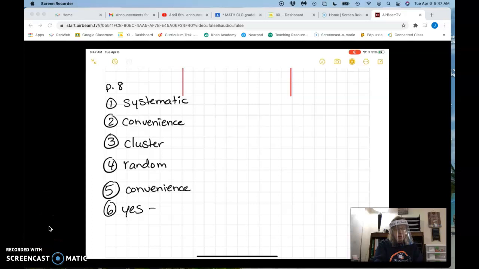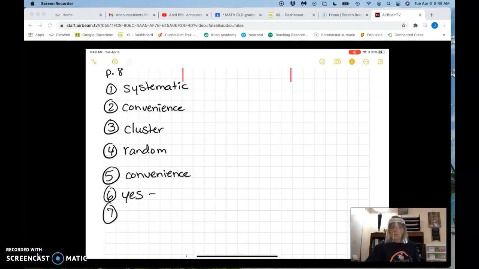Number 7, explain how the survey can be altered so that it represents systematic sampling. Okay, so a better way to make this a systematic sampling is to ask at set times. You're going to set up a time frame or a pattern that you're going to ask these people questions. So maybe you would ask so many people at the 6 o'clock show, so many people at the 8 o'clock show. That way you have an unbiased sample.